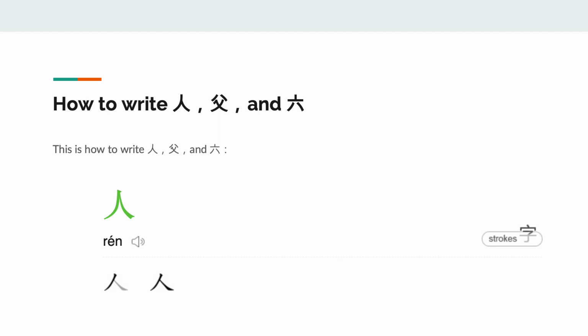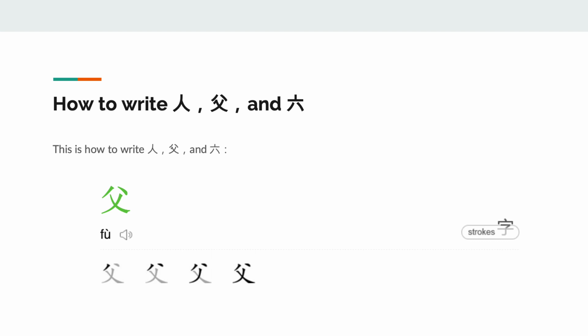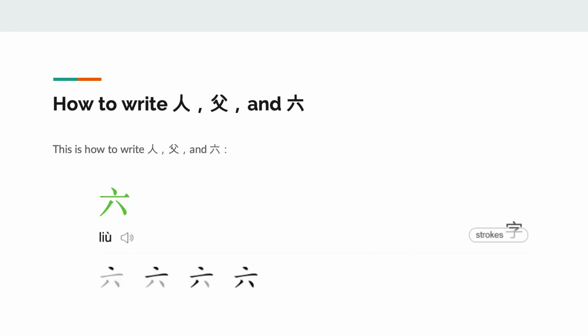How do we write 人, 父, and 六? They follow the rule that right to left diagonals come before left to right diagonals. 人 means person, and you can see that right to left comes before left to right here. 父 means father, and it also has right to left diagonals that come before left to right diagonals. 六 means 6, and it also follows this rule where right to left comes before left to right.